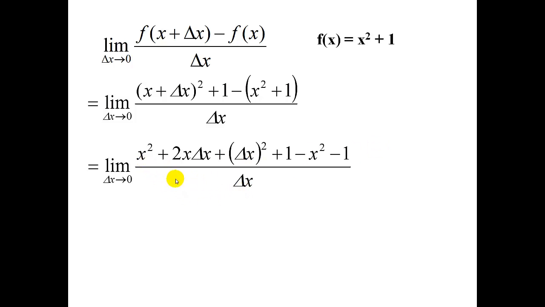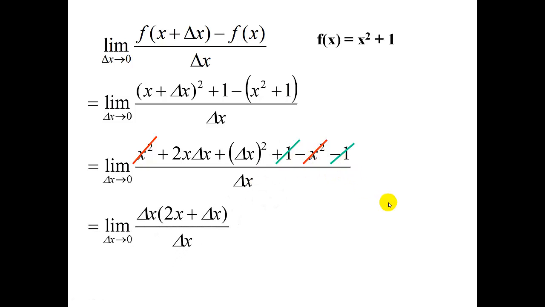Okay, so we've simplified this, and now we can simplify it because some terms look like they're going to cancel out. You can see the x squareds cancel each other out, the 1 and the negative 1 cancel each other out. So we're left with the limit as that delta x approaches 0 of delta x, because we can factor out a delta x out of both the remaining terms, times 2x plus delta x all over delta x. Well, yes, we can cancel out the delta x in the numerator and the denominator, and we're left with 2x plus delta x. Well, as delta x approaches 0, this term drops out and becomes 0. So what's left is 2x.